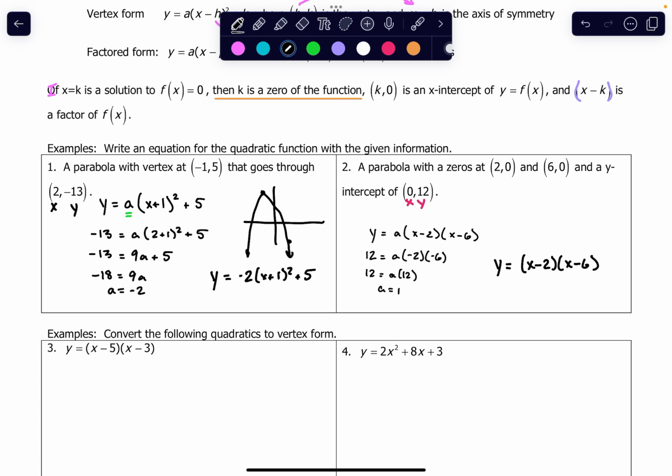You can put that sneaky one in or not, because it is still the same.